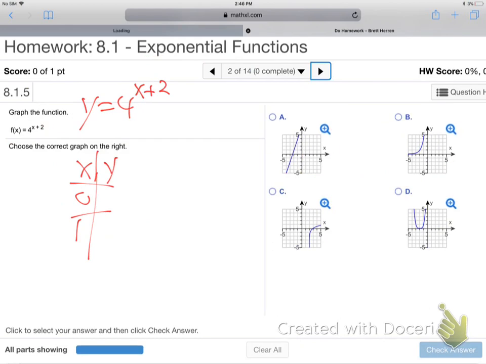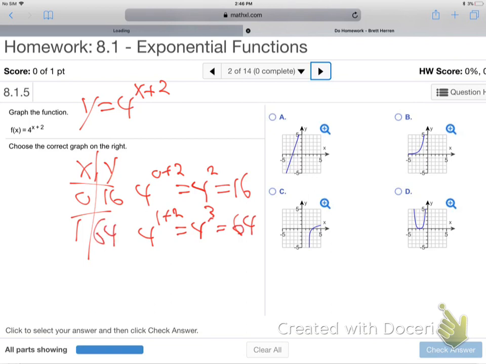So just put in 0, put in 1. So you put in 0, you get 4 squared, 16. And put in 1, you get 4 to the third, which is some big number, 64. How'd that happen? Good so far? Just putting in 0 here and then putting in 1 there. Is that good so far?